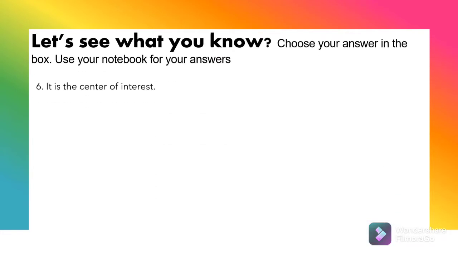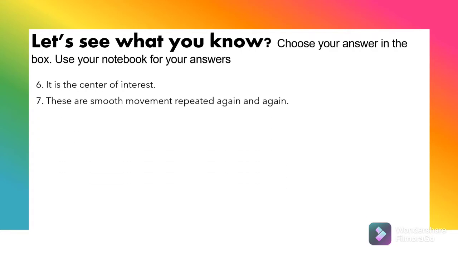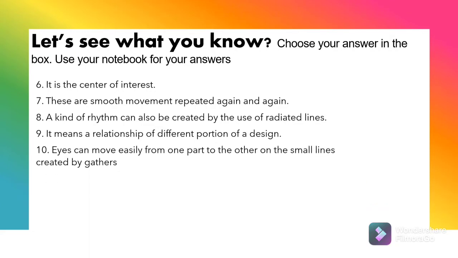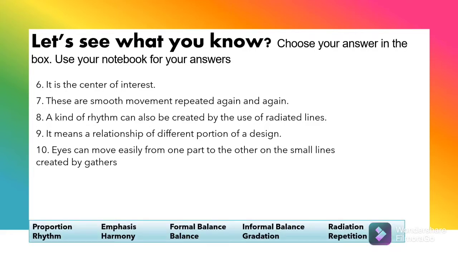Let us answer number 6. It is the center of interest. 7. These are smooth movements repeated again and again. 8. A kind of rhythm can also be created by the use of radiated lines. 9. It means a relationship of different portions of a design. And 10. Eyes can move easily from one part to the other on the small lines created by garments. Select your answers inside the box.